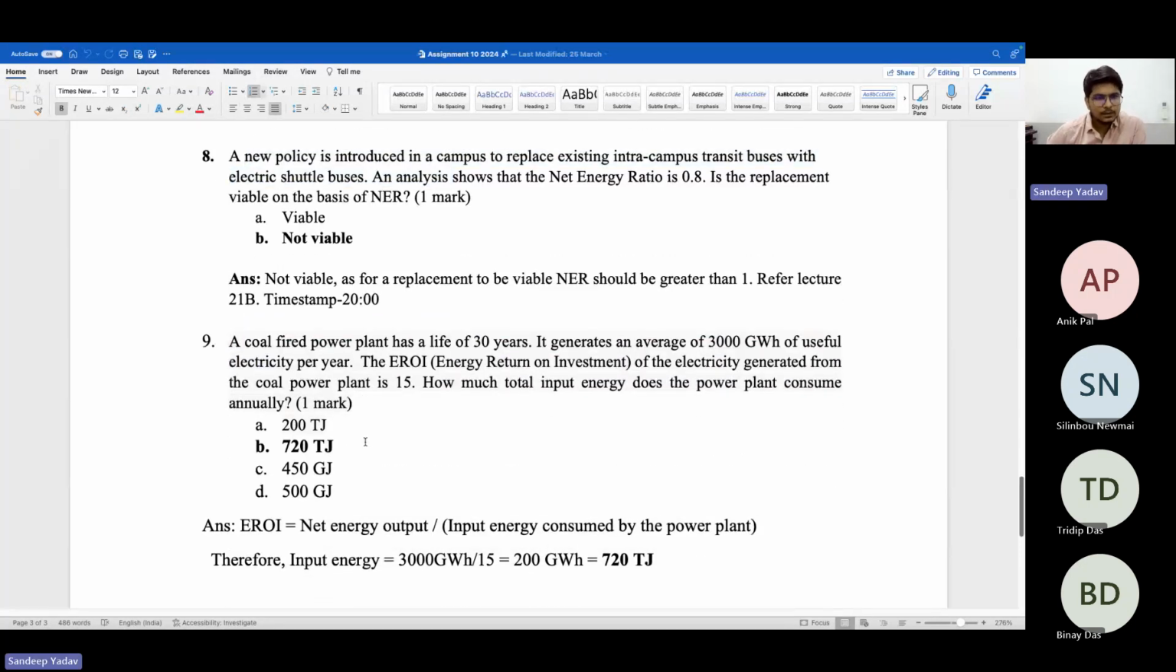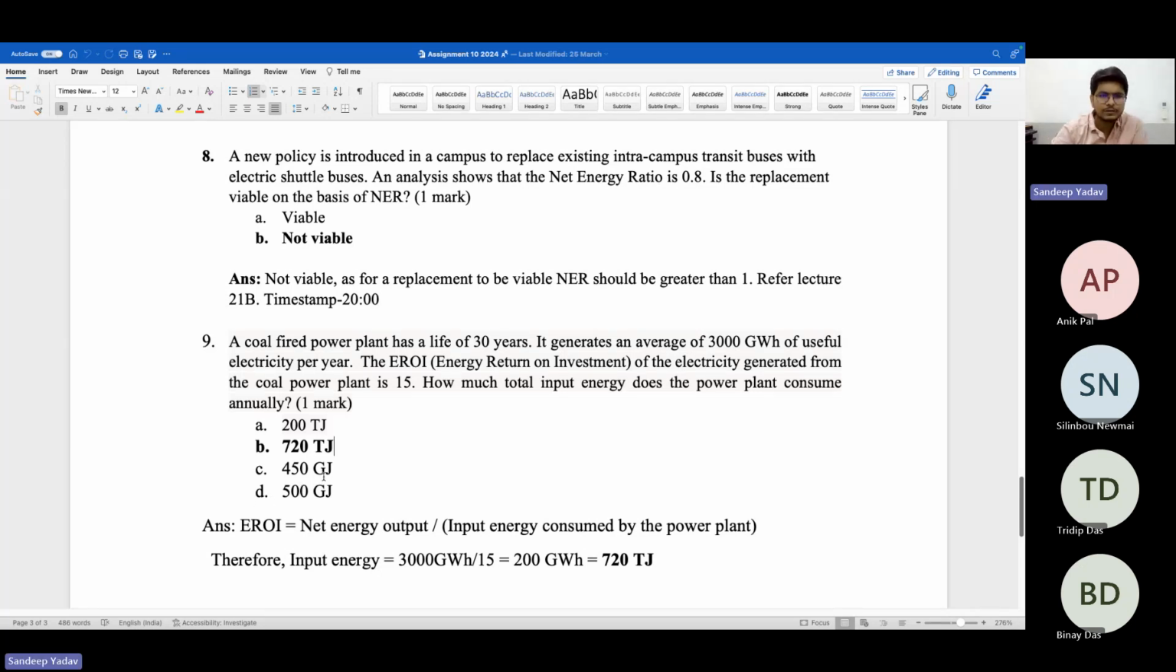Question number 9. A coal-fired power plant has a life cycle of 30 years. It generates an average of 3,000 gigawatt hour of useful electricity per year. The EROI, that is the energy return on investment, of the electricity generated from the coal power plant is around 15. Now, how much total input energy does the power plant consume annually?